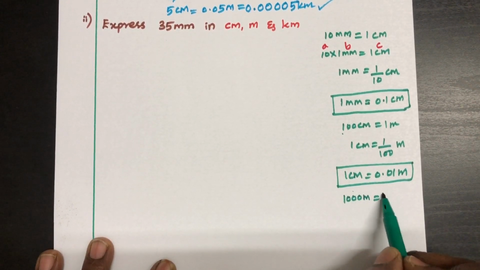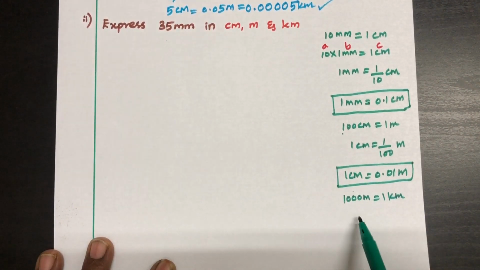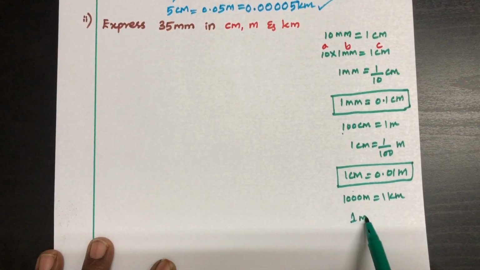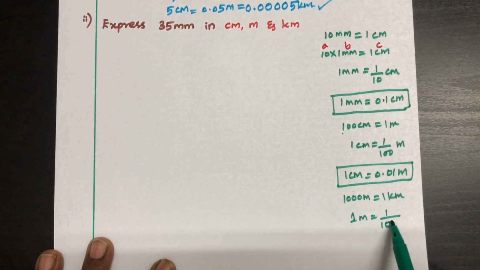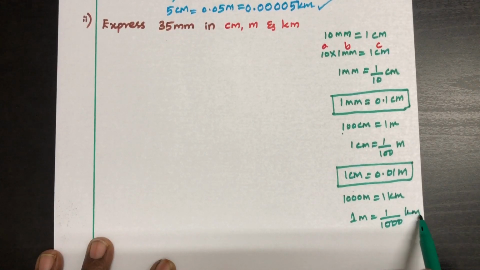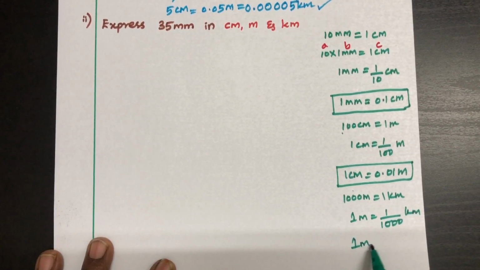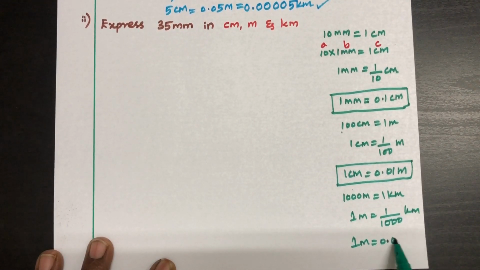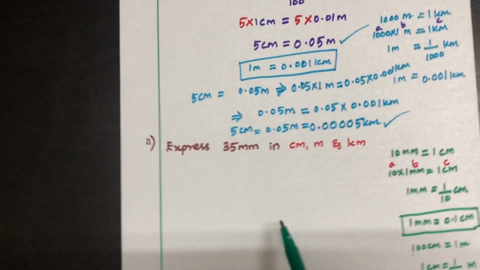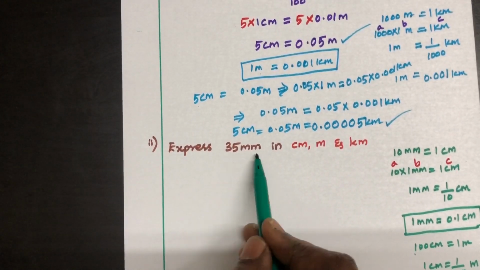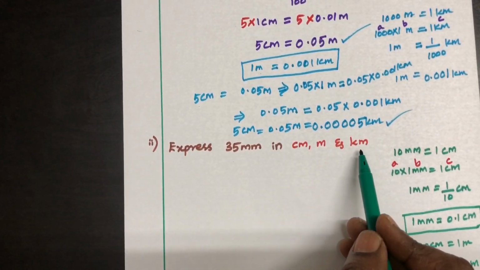Thousand meter is equal to 1 kilometer. So 1 meter is equal to 1 by 1000 kilometer. 1 meter is equal to 0.001 kilometer. Correct? So this is the conversion of meter into kilometer. Now we are going to find 35 mm in all these things.